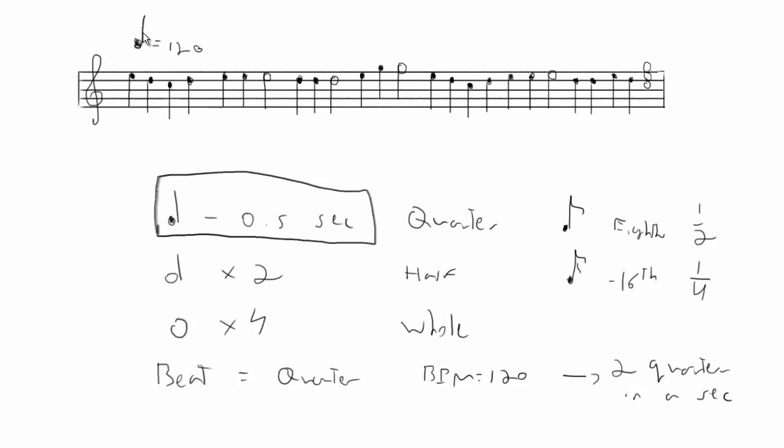Now, let's talk about the general case. Obviously, nobody's going to do this math, and even if they were, how would they actually keep time? And to do this, we have something called a metronome. Let me show you how a metronome works, and through that you'll, I hope, come to understand the concept of BPM a little clearer.